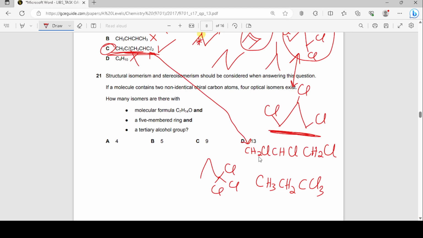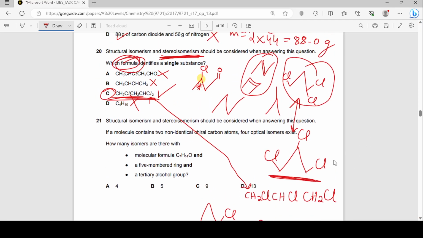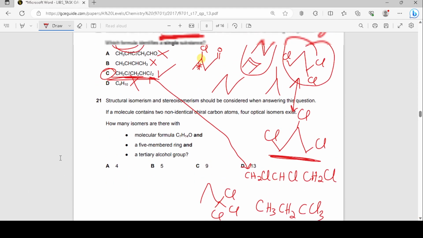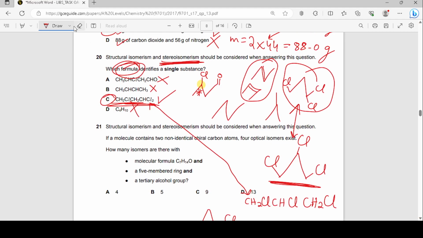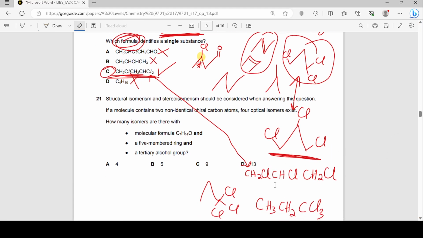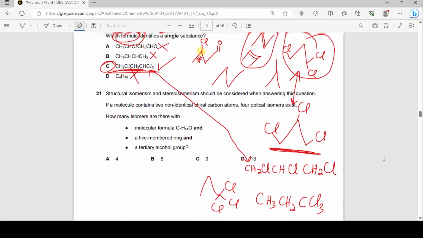Okay, yeah. So let me just see if I've written this right. 2 plus 2 plus 1. So that's probably why C is the answer. I hope that makes sense. If this specific formula represents just one substance, you could have isomers obviously, but those would have different structural formulas, formulae, I should say.